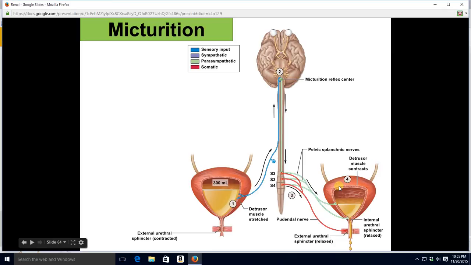It's a parasympathetic signal telling the urinary bladder, hey, contract. Telling the internal sphincter, hey, relax. But luckily, we've got somatic motor control over the external sphincter, so we can delay and then shut off this reflex until a more convenient time.